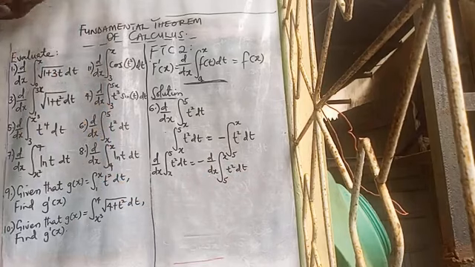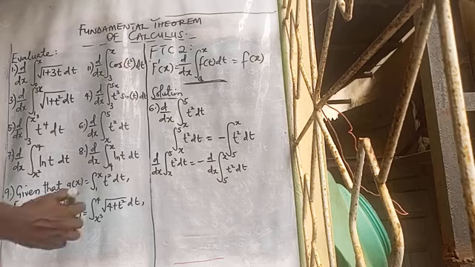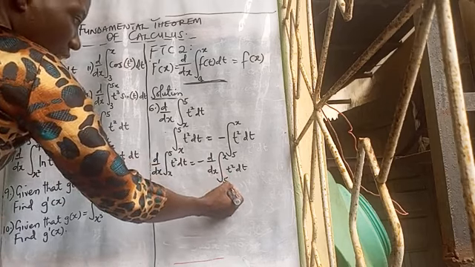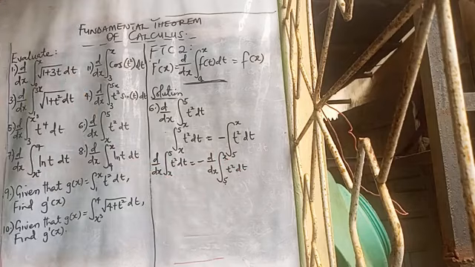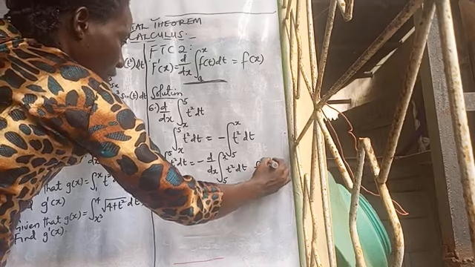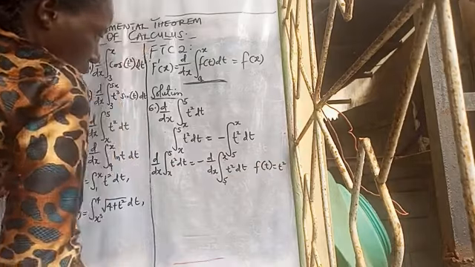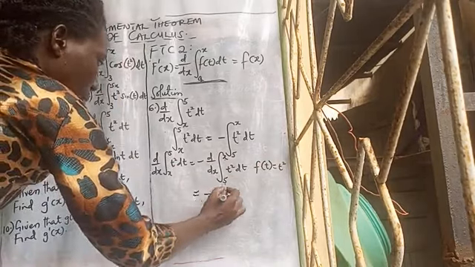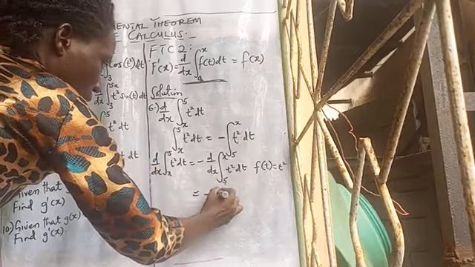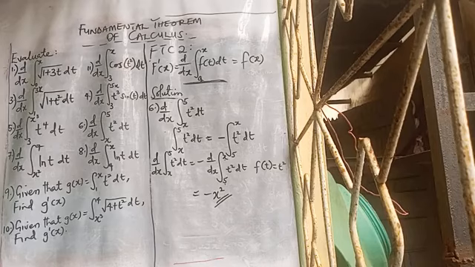Now it's looking like something that my FTC2 can work on. Moving from a constant to the variable x, my f of t is t squared. So I substitute straight, and that gives me minus what? Minus x squared. Minus x squared. We move on to the 7th one.